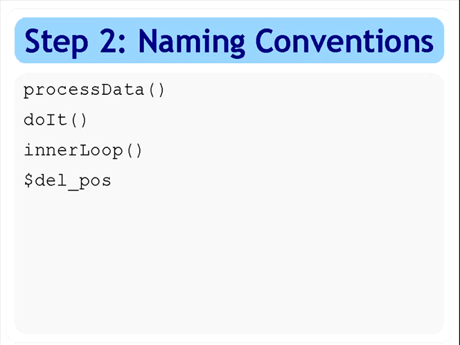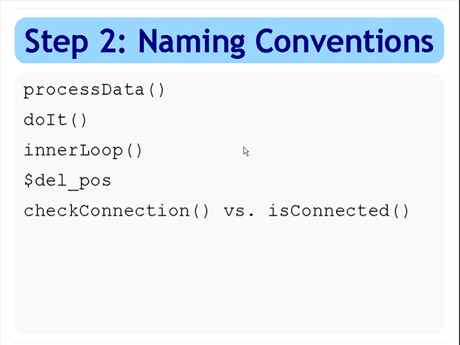Now pause. What is that? Is that delete position? Is that delta? Is that the HTML tag for strike through? Is that position, point of sale, the product of sums, whatever? Choose a speaking name and don't be scared of choosing longer names. It doesn't really impact performance that badly. Check connection versus is connected. I would prefer to name a function or method is connected because that implies that it's going to return yes or no, meaning true or false. A method check connection doesn't really communicate what it's going to return.